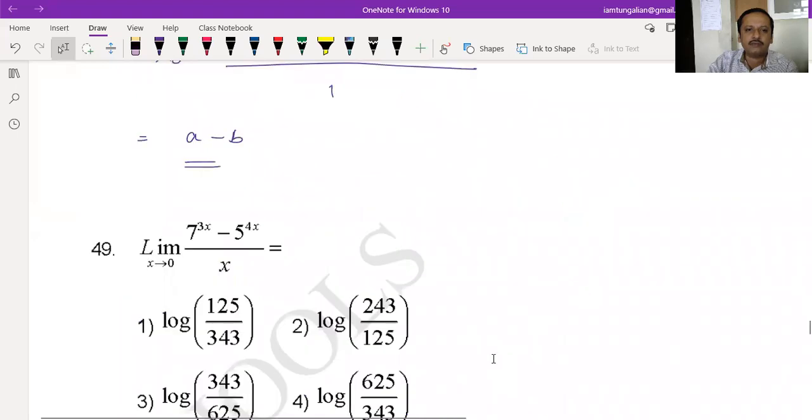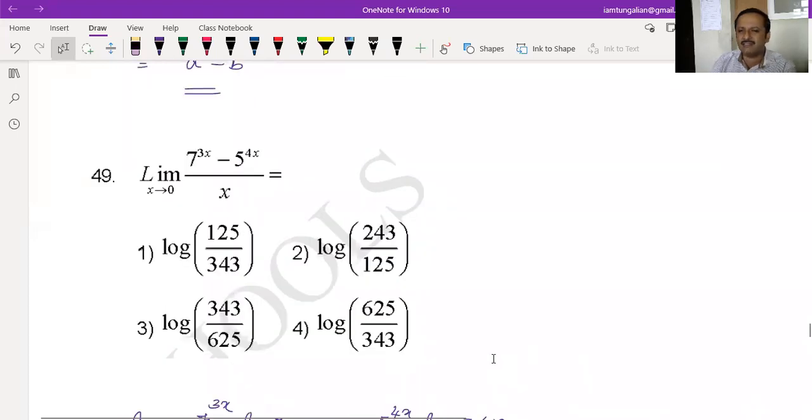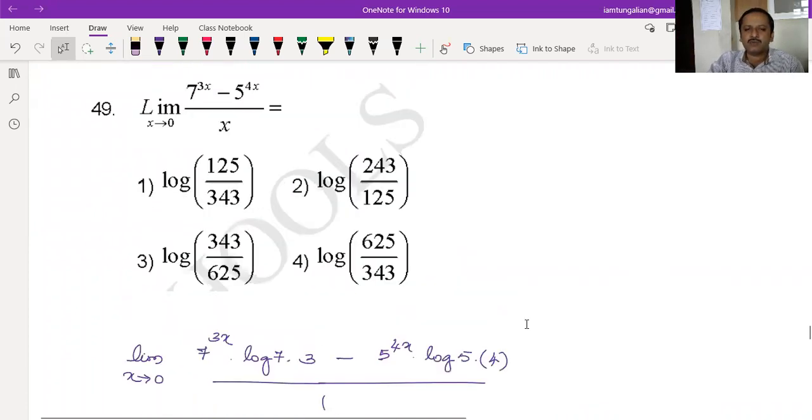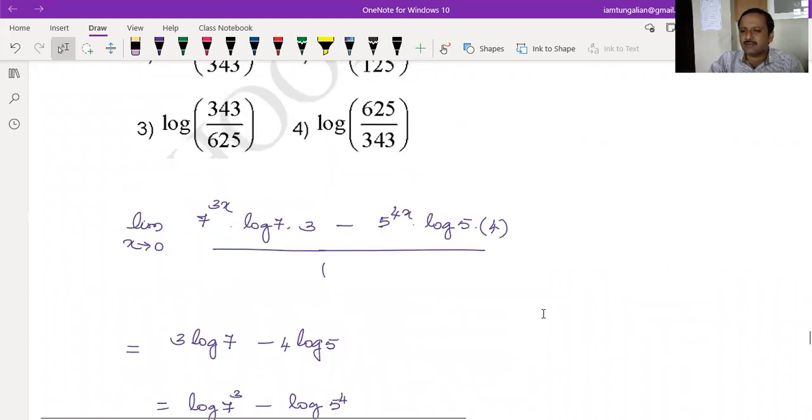Explain 49th question. 49th question, direct, very simple question. Use L'Hospital's rule once, that's all, you'll get the answer. Because directly if I apply the limit, I am going to get 1 minus 1. 7 power 0 is 1, 5 power 0 is also 1. 1 minus 1, 0. Numerator 0, denominator 0. If you use L'Hospital's rule, derivative of 7 power 3x is 7 power 3x into log 7 into 3 minus derivative of 5 power 4x, which is 5 power 4x into log 5 into 4, divided by the derivative of x, which is 1. Apply the limit, then just a simplification.